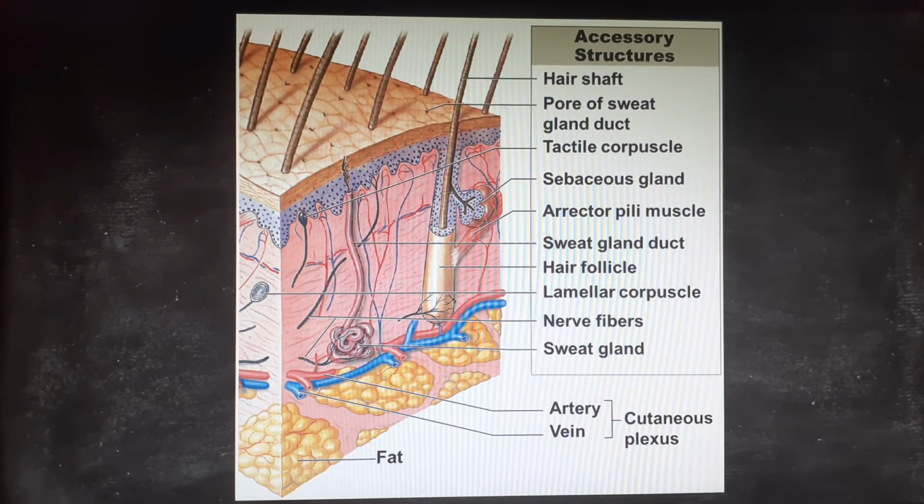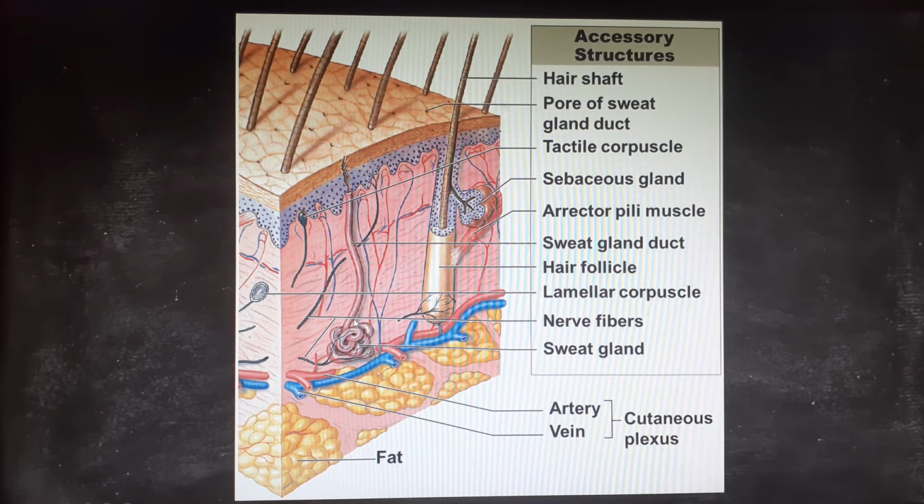Here are where the accessory structures are going to be. Here is a hair follicle, and here is a hair coming up out of the follicle. Here is a sebaceous gland. This is a skin oil gland. Here is a sweat gland. Now we don't see any nails on this because we're going to see those a little later in the chapter, but those are the accessory structures.